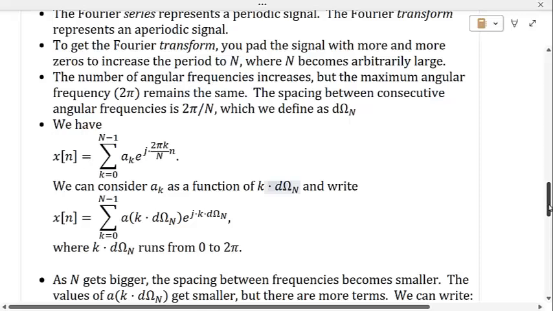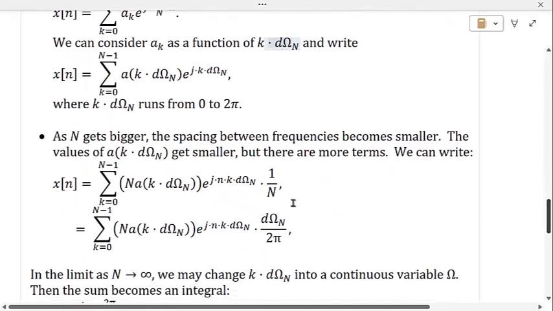All right, so you can get more details in his lecture, but as n gets bigger, the spacing between frequencies becomes smaller. The values of these also become smaller, but there are more terms, right? There's more values. So this should be reminiscent of the passage from series to integral. We do this in probability when you turn a probability histogram into a probability density. Right? So we can write xn in this way.